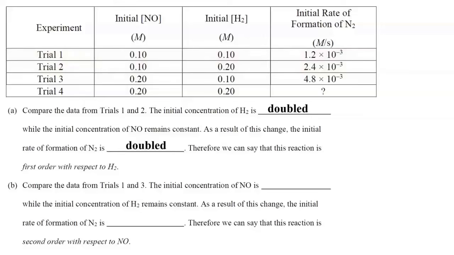Compare the data for the trials 1 and 3. The initial concentration of nitrogen monoxide is doubled, while the initial concentration of hydrogen remains constant. As a result of this change, the initial rate of formation of nitrogen is actually quadrupled, or multiplied by a factor of 4. Therefore, we can say that the reaction is second order with respect to nitrogen monoxide. So the data from the experiment tells us that this reaction is first order with respect to hydrogen and second order with respect to nitrogen monoxide.